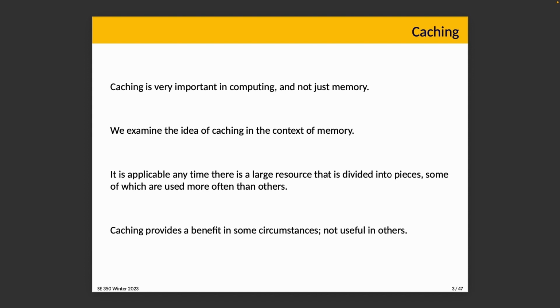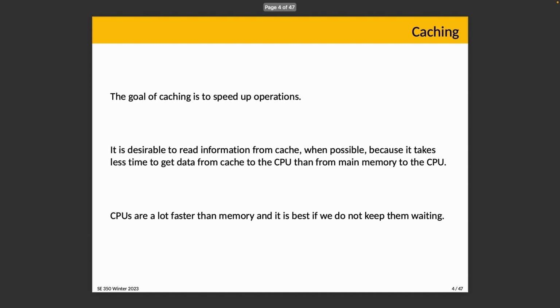But why do we have caching? Well, the main goal of caching is to speed up operations. And we'll talk about CPU cache as an example, but again, it applies for other scenarios as well. Caching is hopefully getting information faster than it would be if we had to get it from somewhere else. As far as the CPU is concerned, getting something from the cache is faster.